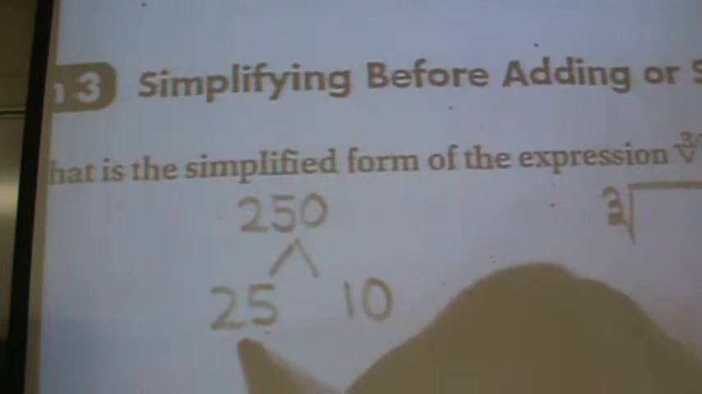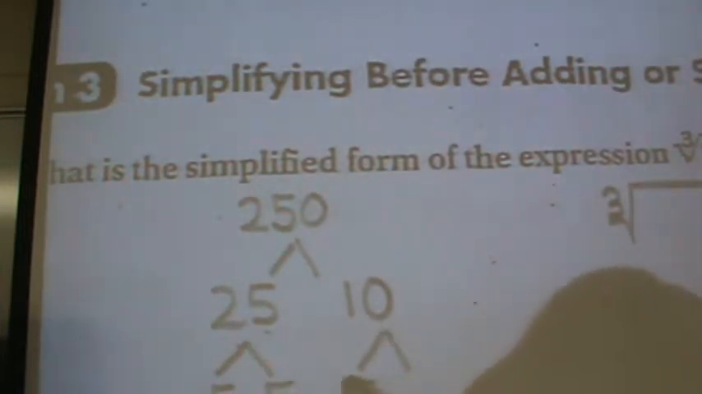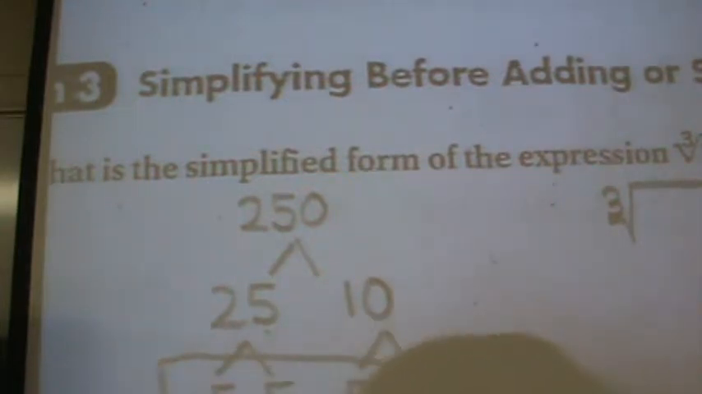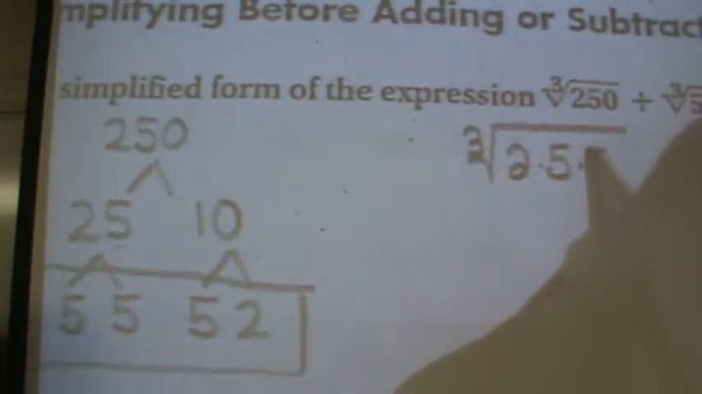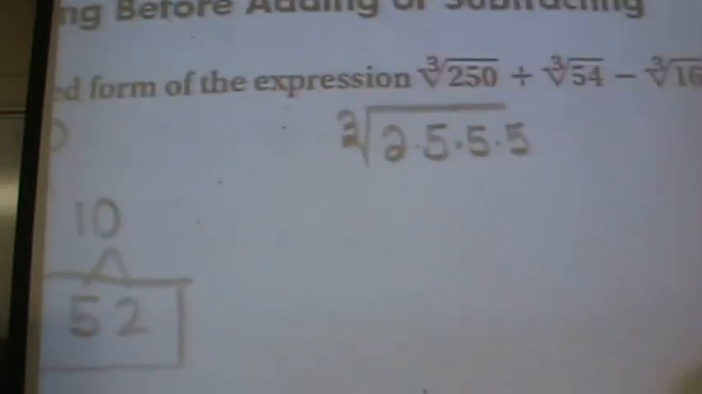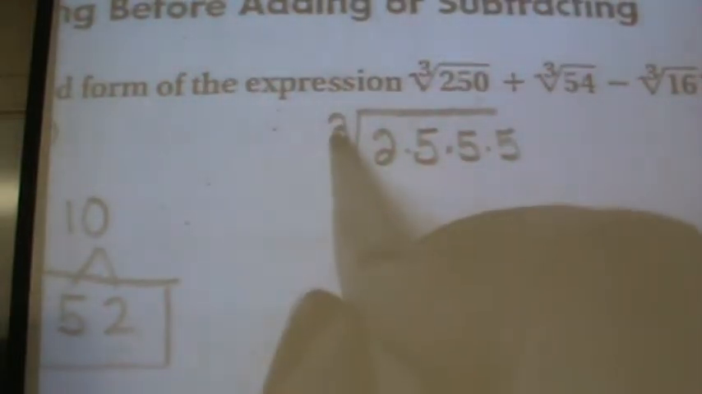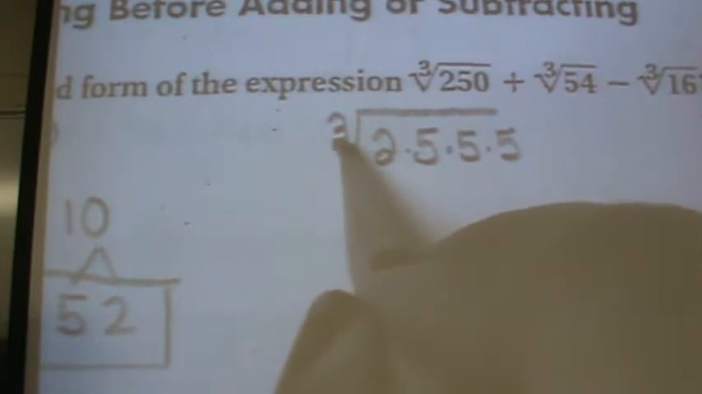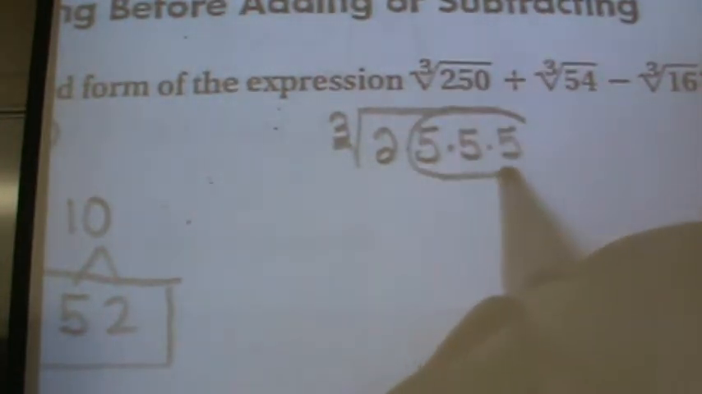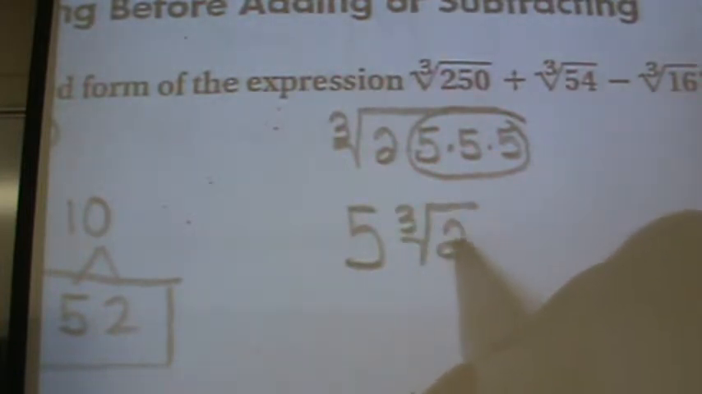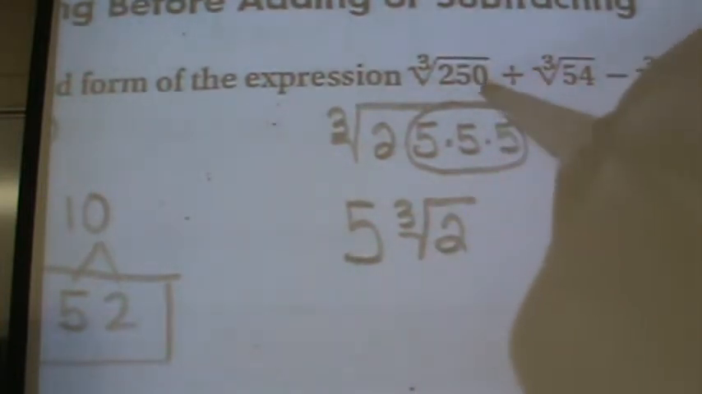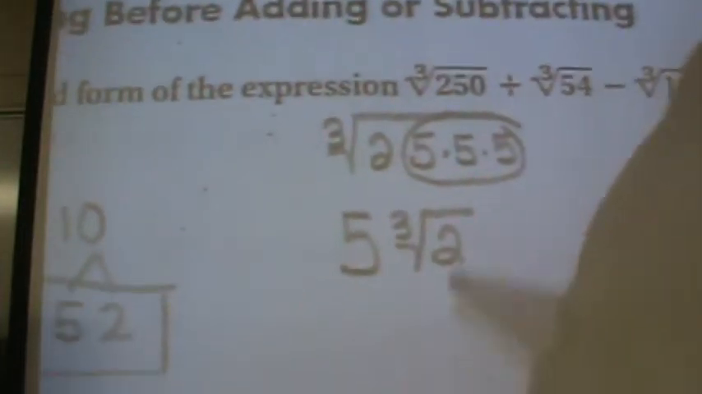Can 25 be broken up? Yeah, 5 times 5. Can 10 be broken up? 5 times 2. So look what we have here. 250 consists of 3 5s and a 2. So, how many of a kind am I looking for? 3. And so it's 5, you take that 5 out, times the cube root of 2. Okay, so this is what you did in section 6.1.